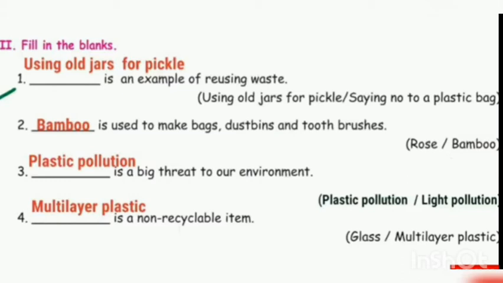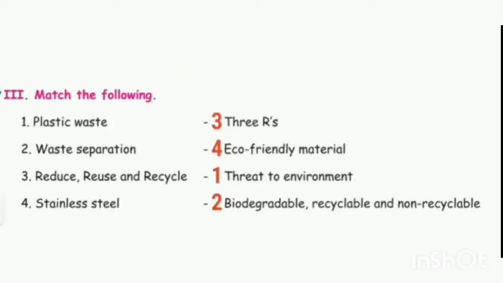Second one, dash is used to make bags, dustbins and toothbrushes. Bamboo. Dash is a big threat to our environment. Which one? Plastic pollution. Dash is a non-recyclable item, multi-layer plastic. Match the following. Plastic waste. The answer is threat to environment.